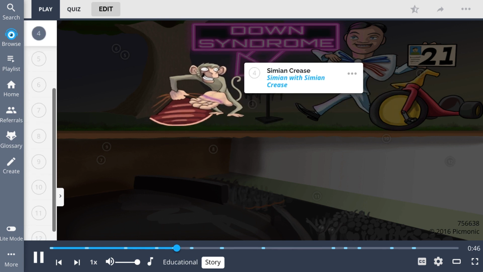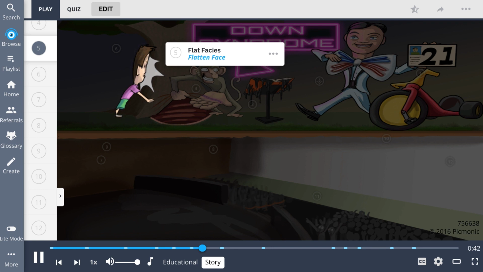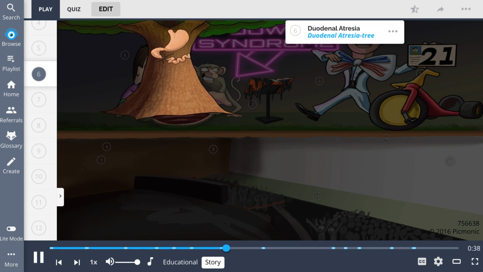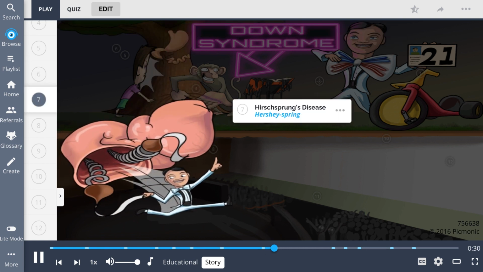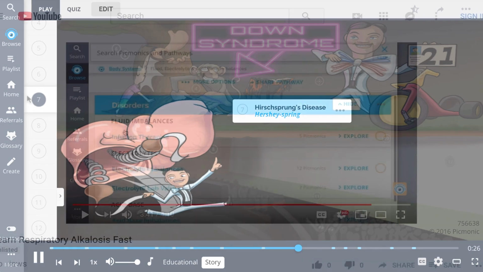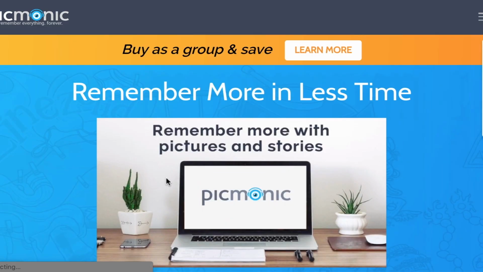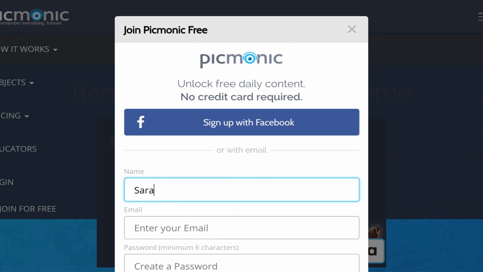The simian monkey immediately shows him the way down. Now, it's not easy to get into such a place. Just check out our flat-faced friend stopped in his tracks by the duodenal atresia tree. But that's to be expected. I mean, usually nothing gets past that tree. Unless you got the funk. But even then, you gotta be down with your bad self if you want to make it through the intestines with Hirschsprung nerve issues.